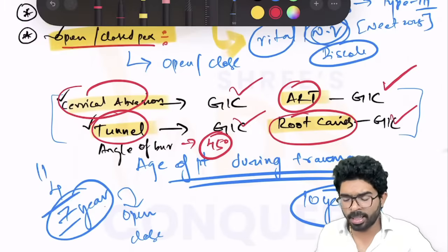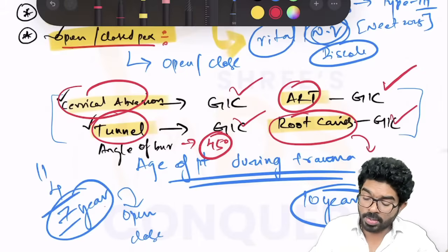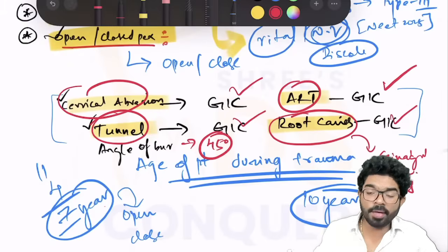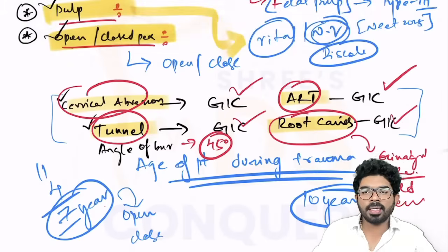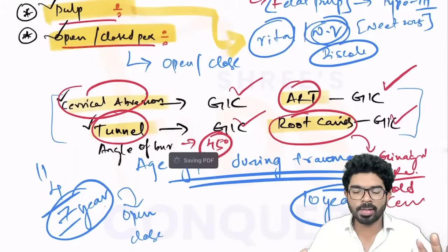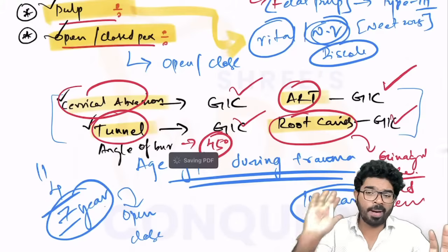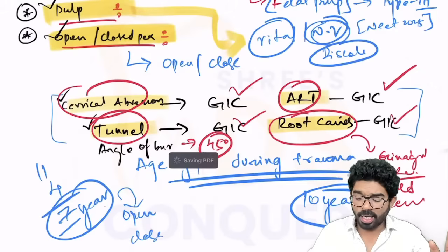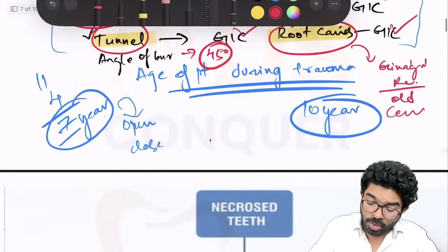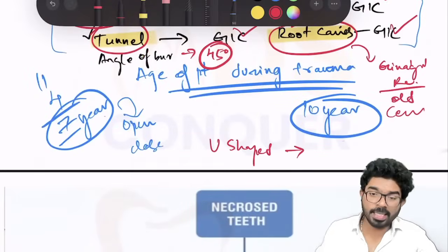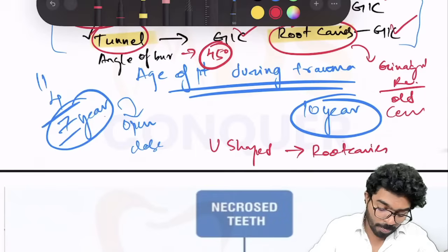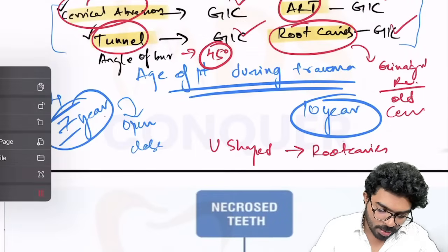Root caries is also called cementum caries. Root caries is most commonly associated with gingival recession, most commonly seen in older individuals. The most rapidly progressing caries is rampant caries; anatomically, the most rapidly spreading caries is root caries. Another important point about root caries: U-shaped cross section is seen in which type of caries? The answer is root caries.